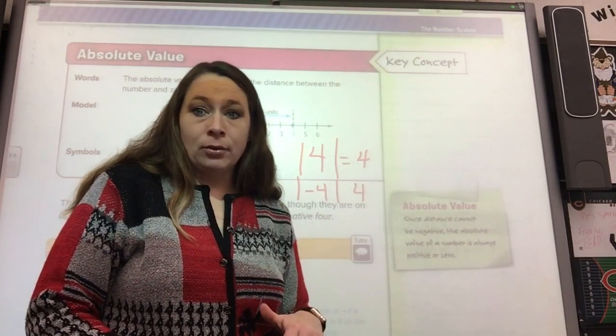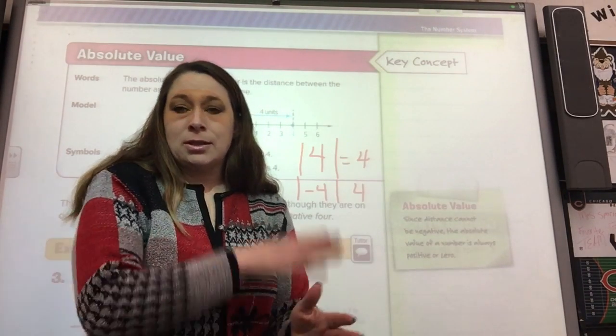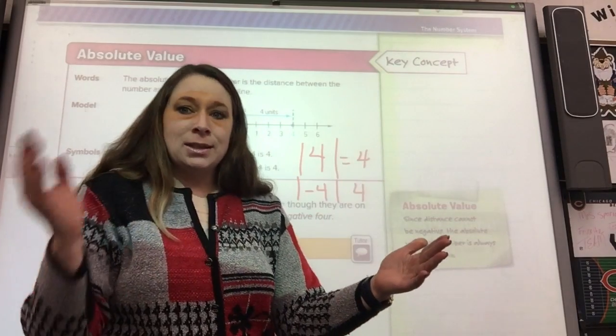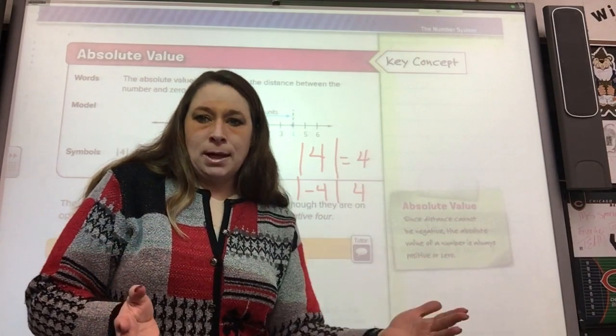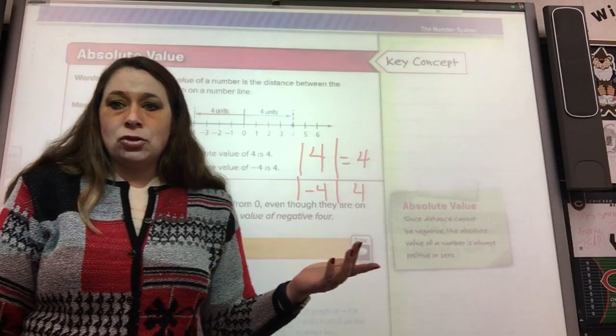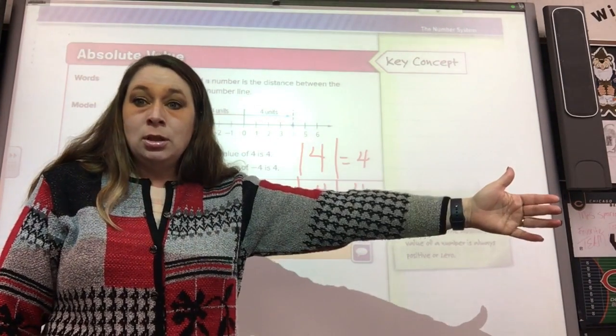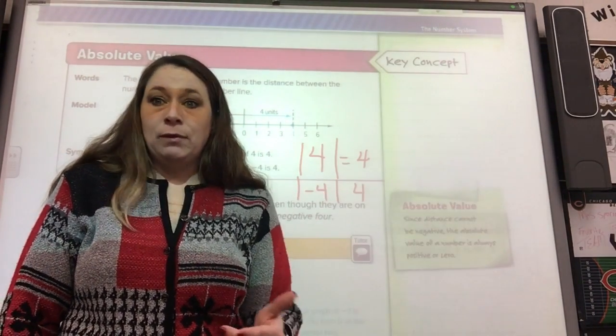Opposite of up is down. Opposite of left is right. It's complete opposite. Opposite of positive is a negative. Opposite of a negative is a positive. Absolute value is simply the distance you travel. I go 3 feet one direction. How far am I going to go back? I'm going to go 3 feet back.